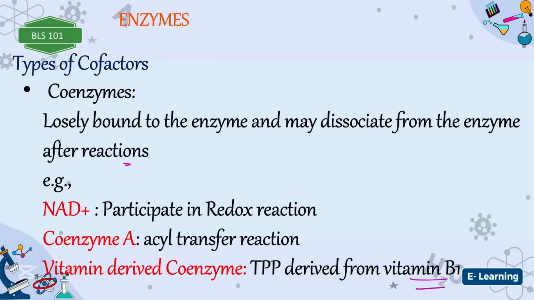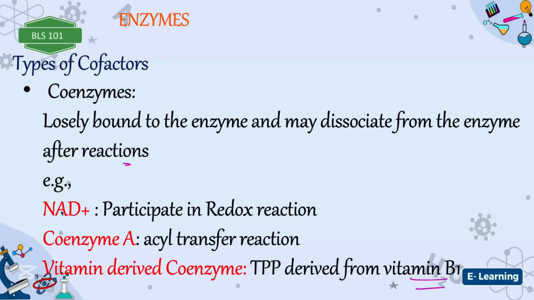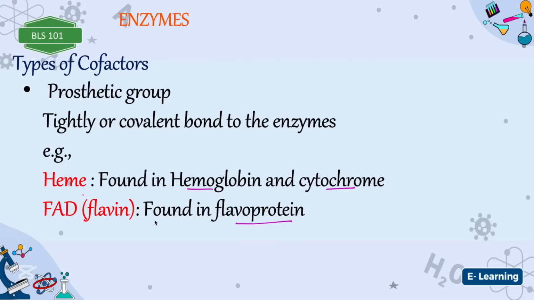However, the question that may come is, which of the following is not a cofactor? You should know NAD+, coenzyme A, vitamin TPP, and FAD, heme, all of them are cofactor. But you should be able to distinguish between the ones that are coenzyme. Coenzyme is NAD+, coenzyme A, then TPP, thiamine pyrophosphate, derived from vitamin B1. Then the prosthetic group, we have heme, found in hemoglobin and cytochrome, of course, like the cytochrome P450, and flavin adenine dinucleotide found in flavoproteins.